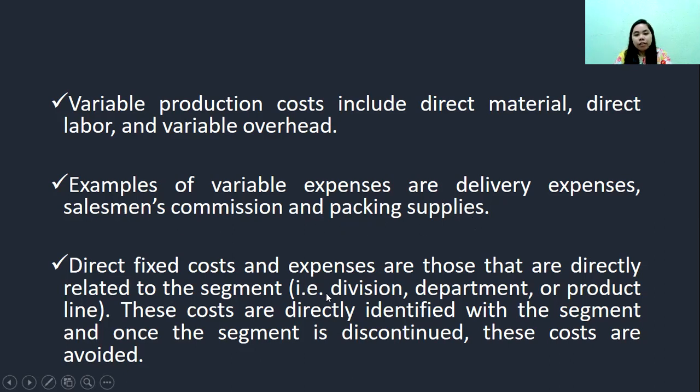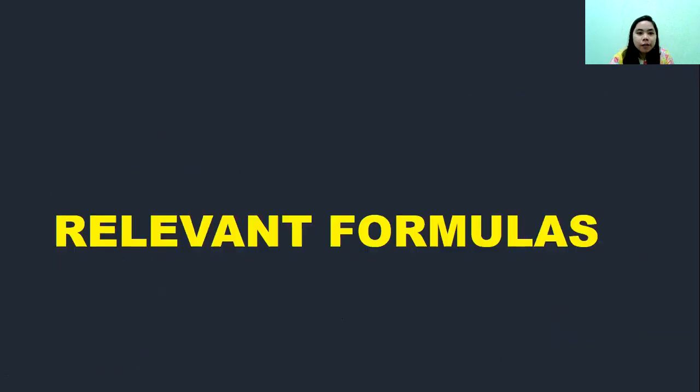Now, direct fixed costs and expenses are those that are directly related to a segment, for example, a division, department, or product line. These costs are directly identified with the segment, and once the segment is discontinued, these costs are avoided. The best example for fixed cost is your rent expense. If you are renting your facility, whether or not you produce, you will still pay your rent. So it is a fixed cost. So that's the example of it.